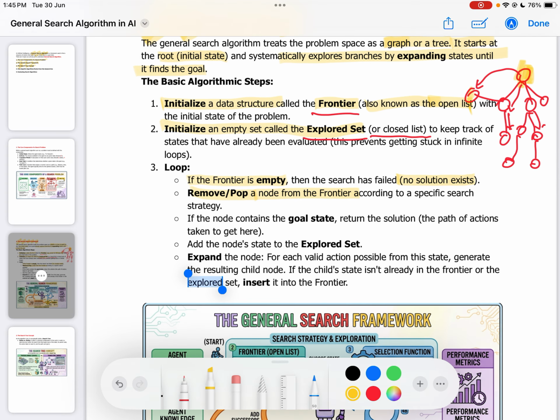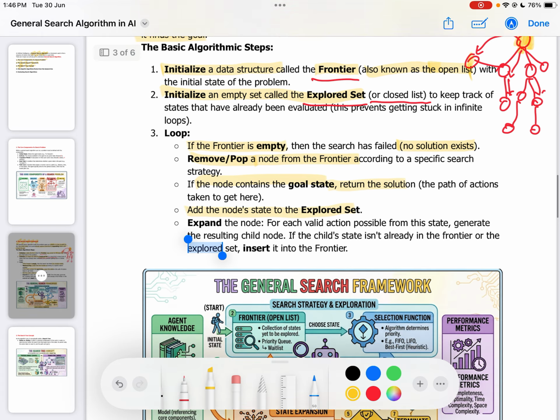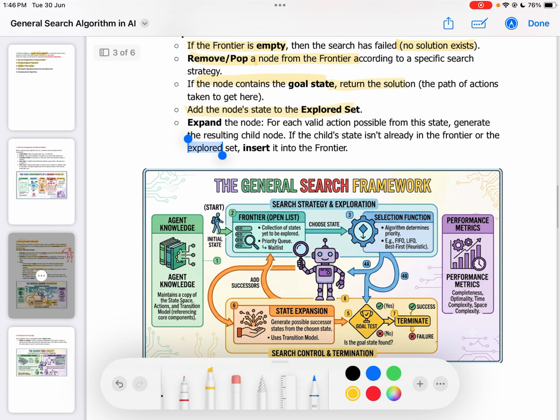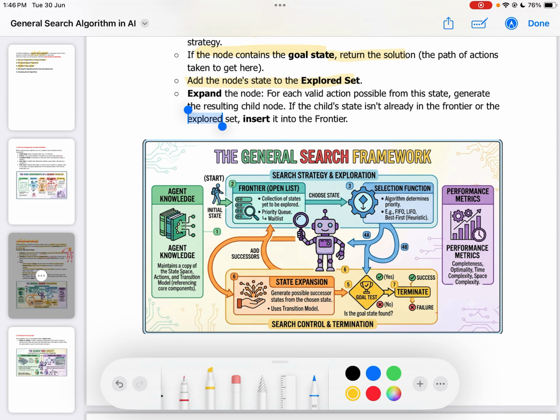Okay. If the node contains the answer, it is the goal state and it returns the solution. That's the next step. Okay. If it does not contain an answer, it moves it to an explored set or closed list. Okay. It searches each node for possible actions that can be taken and sees if it is the goal state. Now this picture below shows how the general framework works.